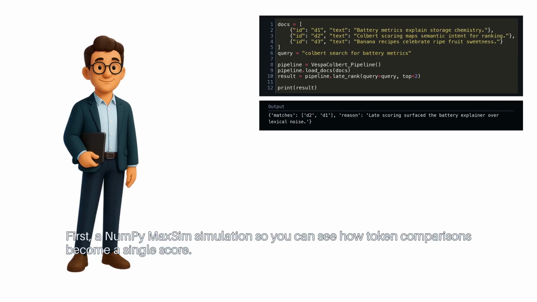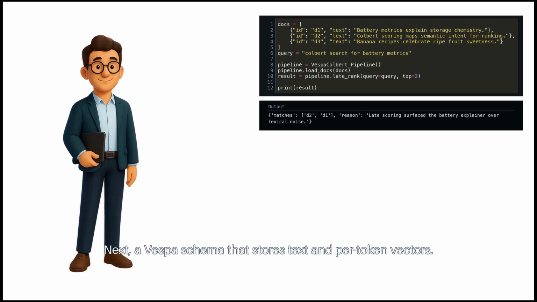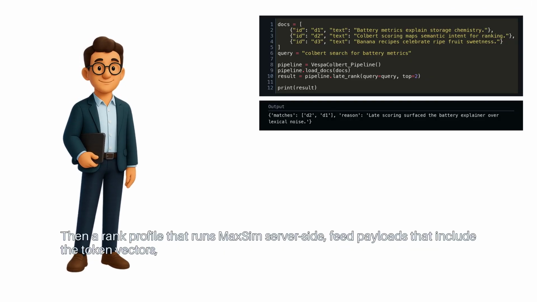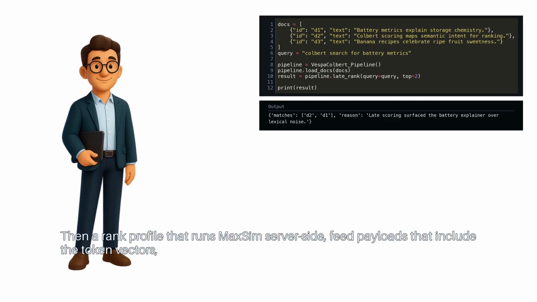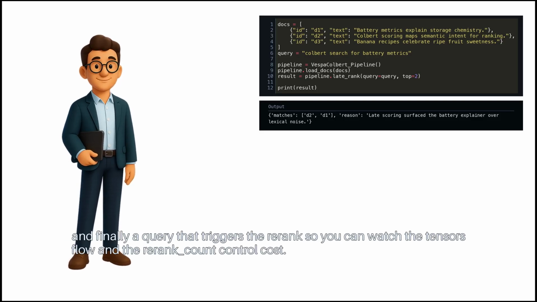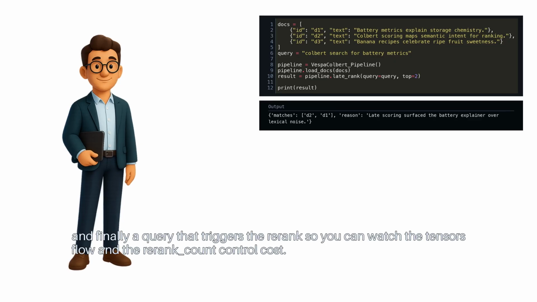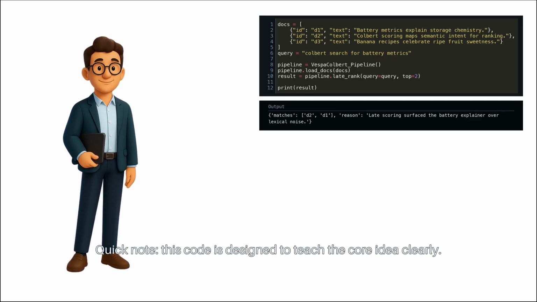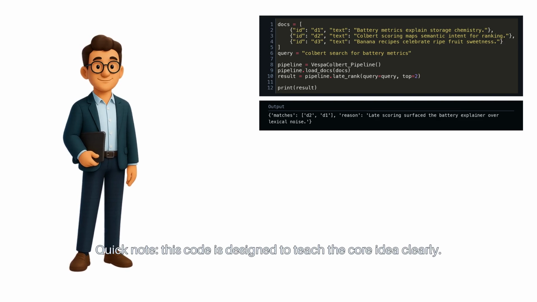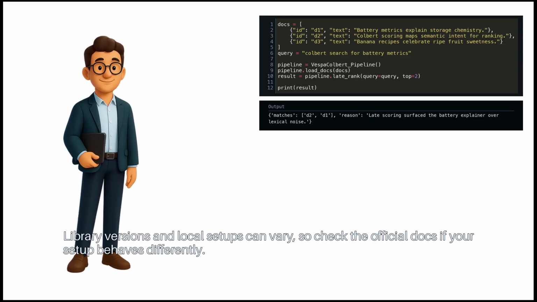First, a NumPy MaxSim simulation, so you can see how token comparisons become a single score. Next, a Vespa schema that stores text and per-token vectors. Then, a rank profile that runs MaxSim server-side. Feed payloads that include the token vectors. And finally, a query that triggers the rerank, so you can watch the tensors flow and the re-rank count control cost. Quick note, this code is designed to teach the core idea clearly. Library versions and local setups can vary, so check the official docs if your setup behaves differently.